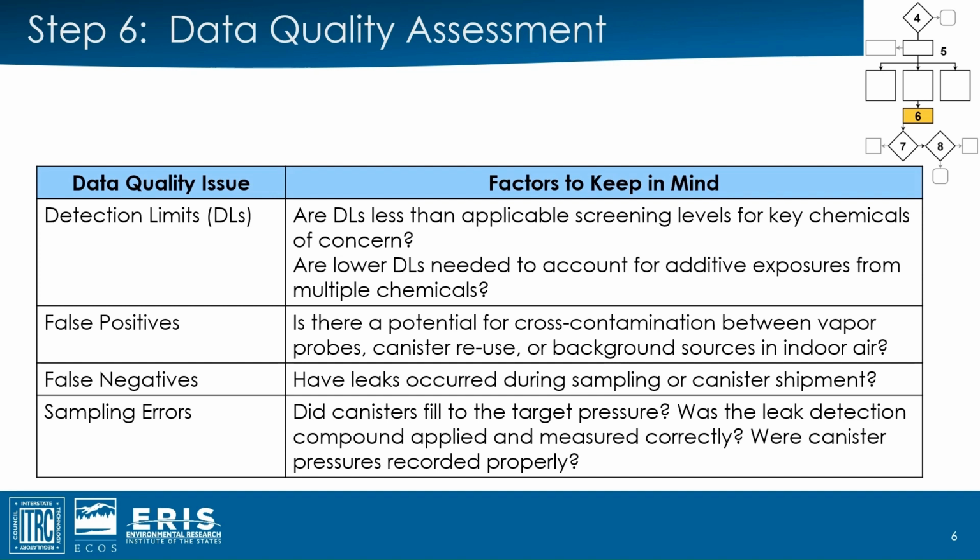Examples of data quality issues include detection limits, false positives, such as believing there's an issue when there is none, which could occur if you had contributions from background sources in indoor air. False negatives, where you come away thinking there's not an issue for PVI, yet there is one, which could occur if you had leakage in a canister during shipment. And lastly, sampling errors, such as those associated with leakage during vapor sampling.